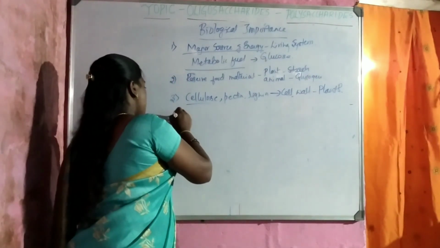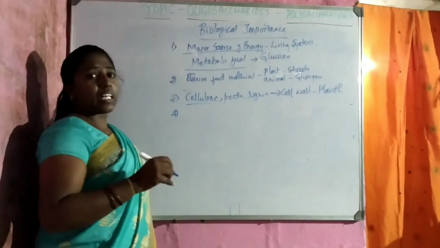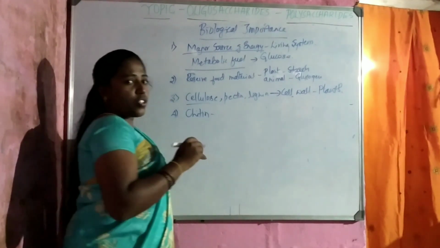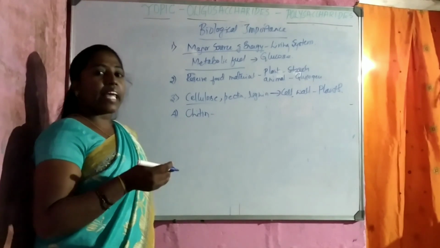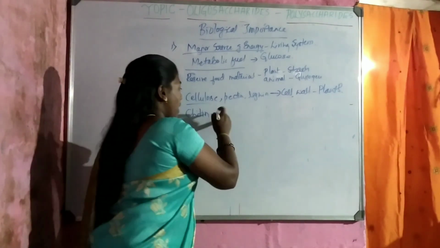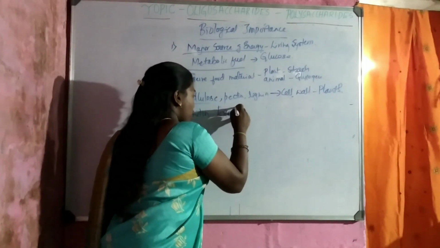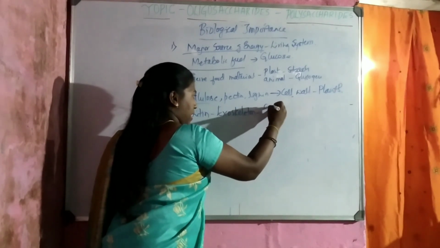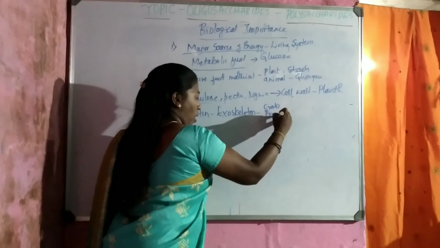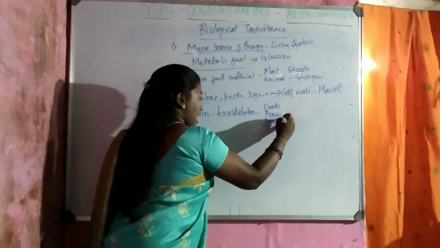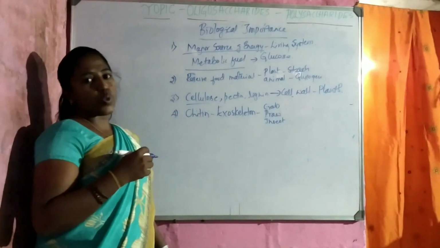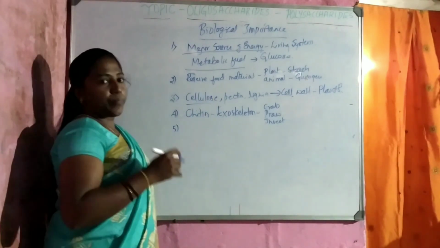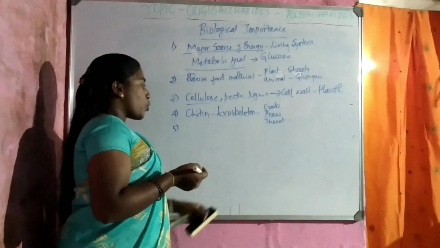The next is, if you consider chitin. Just now we saw that chitin is used in the formation of exoskeleton. In the formation of what? Exoskeleton. In case of some organisms like crab, prawn, and some insects, chitin is used as the exoskeleton.